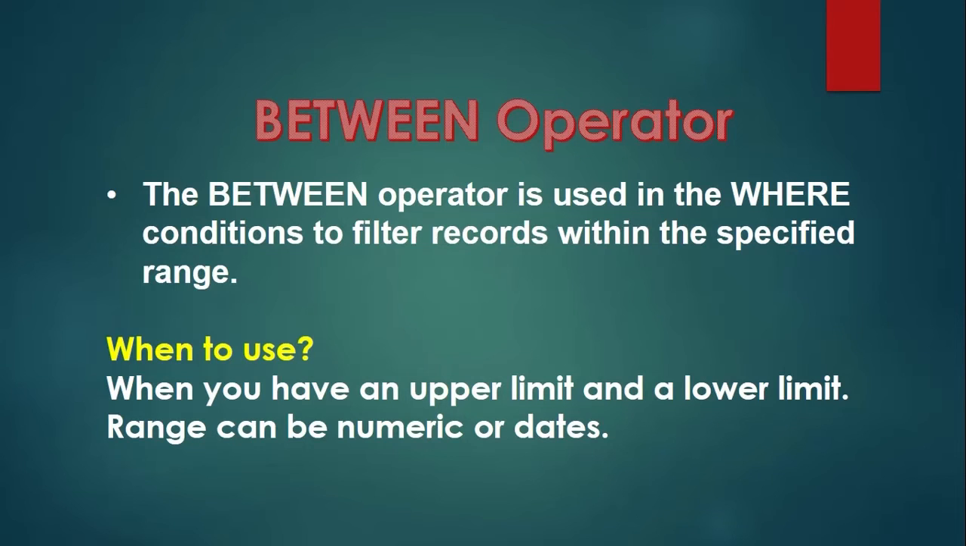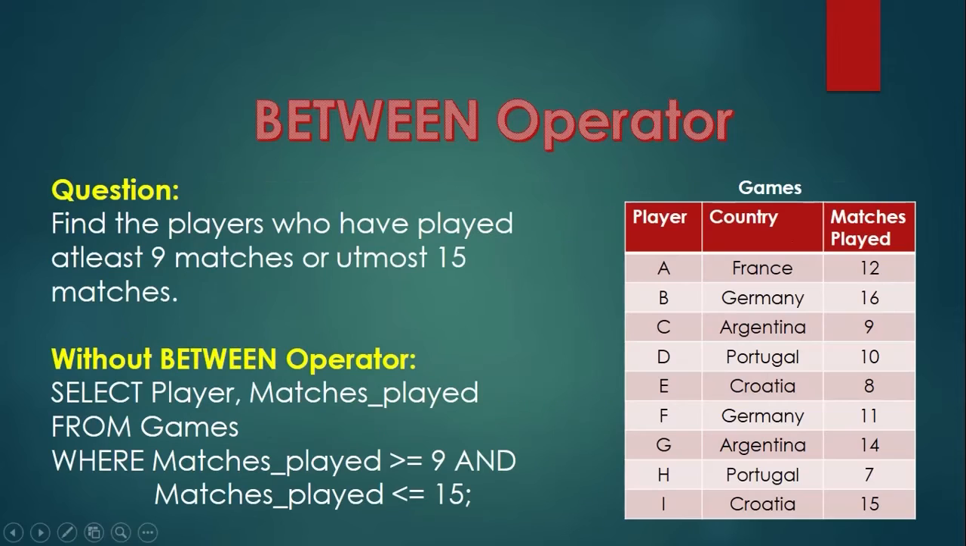Next is the BETWEEN operator. We use it to display only those records which fall between the range specified by us. We should use it when we have to work with an upper limit and a lower limit, and these ranges can be either numeric or dates. Let us understand with the help of an example. Here we are required to find the players who have played at least 9 matches and at most 15 matches. So we have a range here from 9 to 15 and both are inclusive.